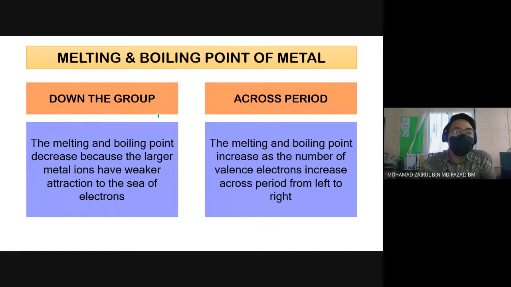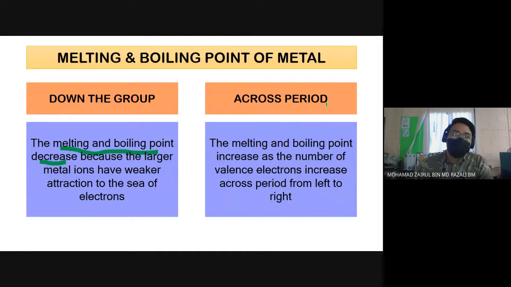Okay, down the group apa jadi dekat size? Down the group, size increase. So size increase, what happened to the force of attraction? Decrease. So kalau force of attraction decrease, that mean awak punya strength of metallic bonding pun akan decrease. So that's why down the group, the melting and boiling point will decrease.